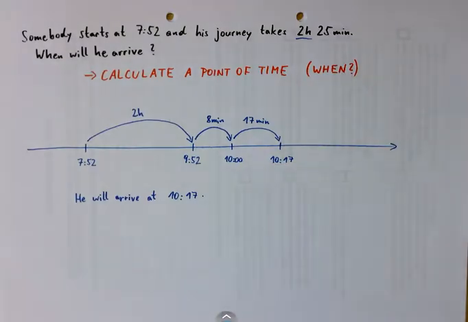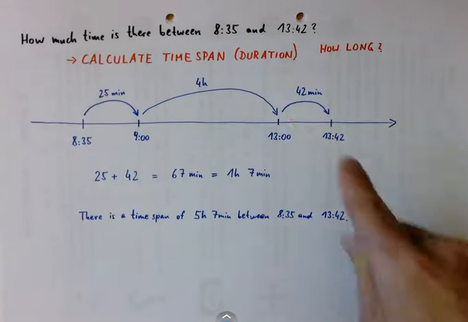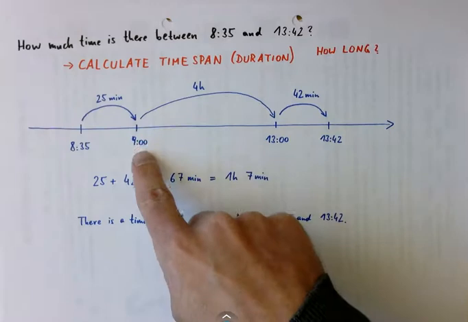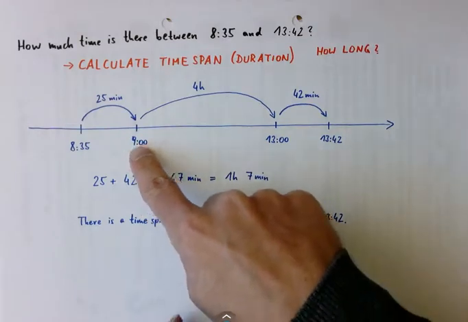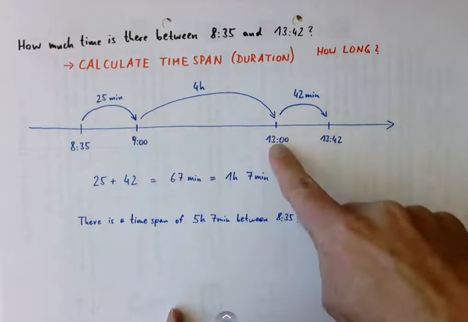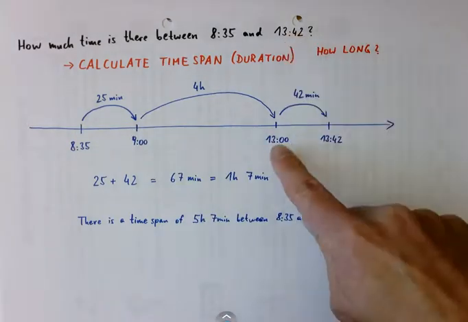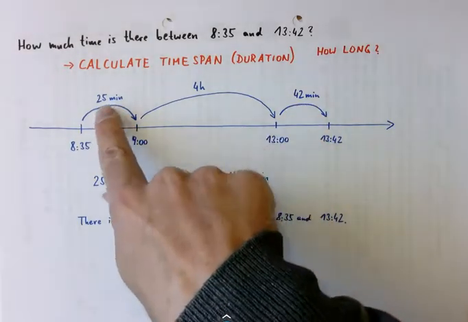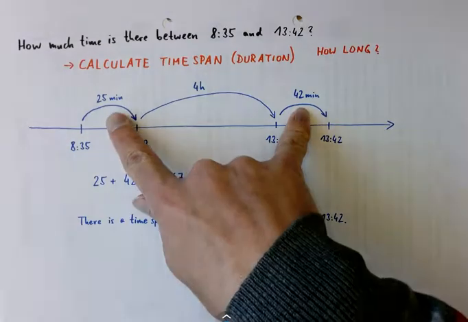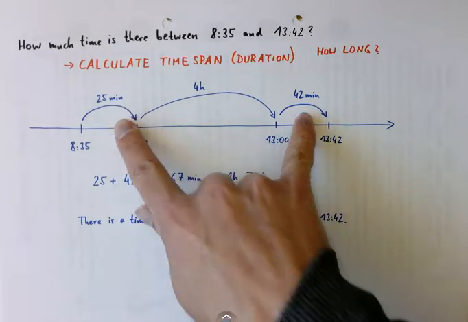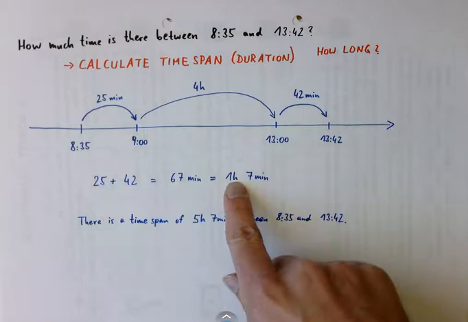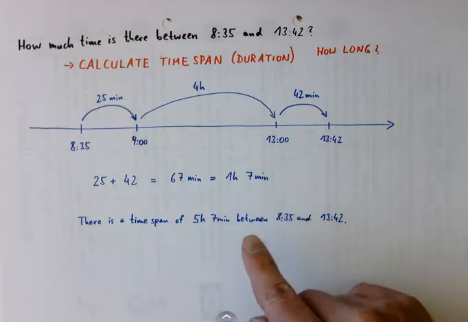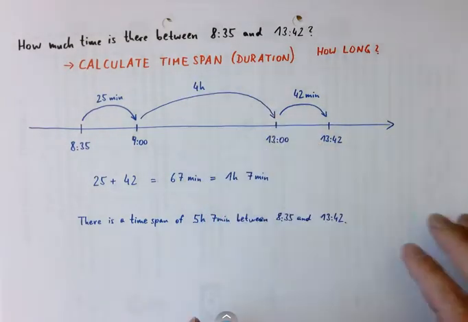So what is important in calculating time spans when the question is how long? Always go to the next full hour, then jump to the full hour before the end time, and then add the additional minutes. Add up the minutes from the beginning and from the end. If they make up more than 60 minutes, then it's 1 hour more, like here. And the rest of it will be the minutes, and don't forget to add these hours in between.